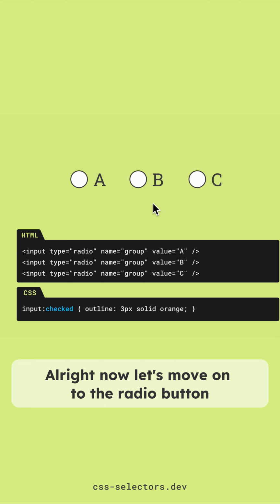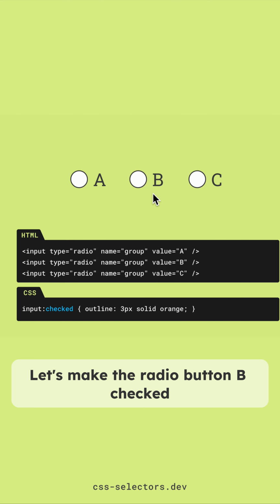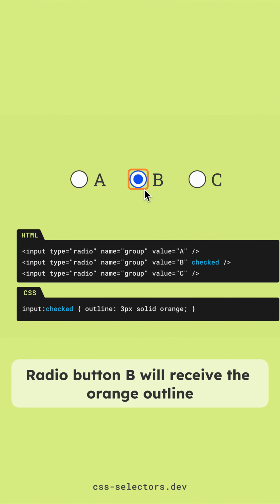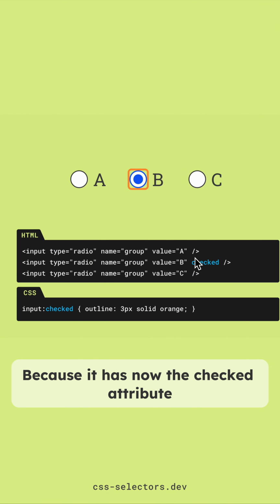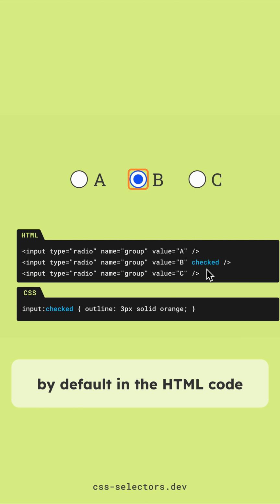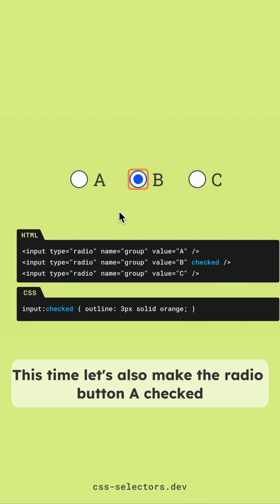Alright, now let's move on to the radio button. Let's make radio button B checked. Radio button B will receive the orange outline because it now has the checked attribute by default in the HTML code. This time, let's also make radio button A checked.